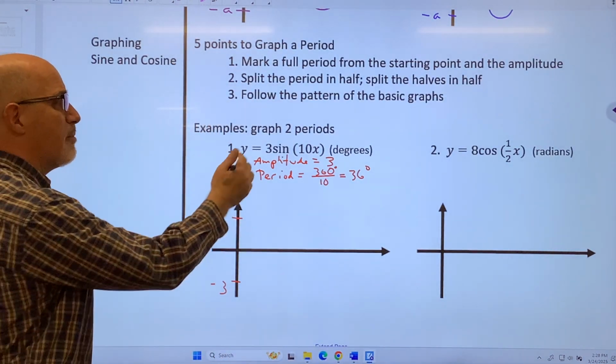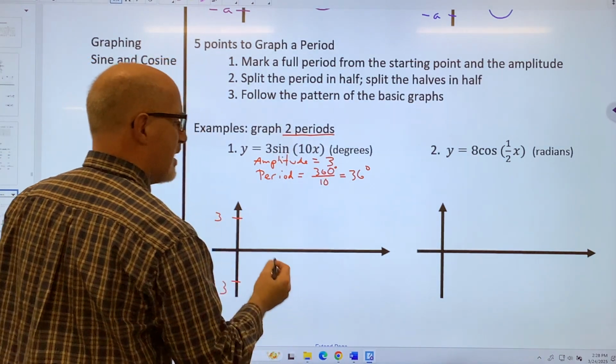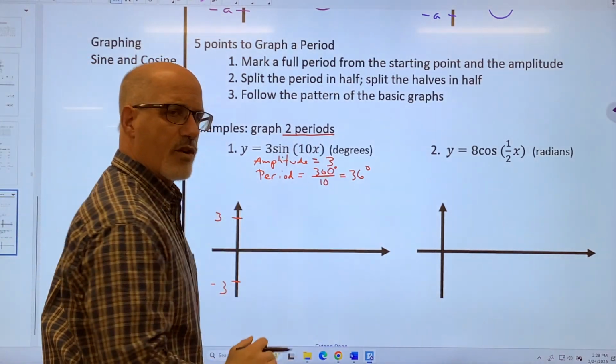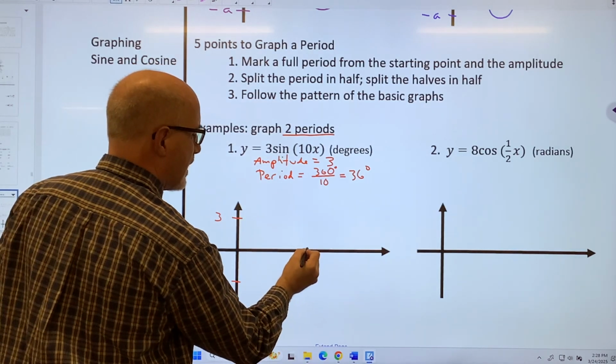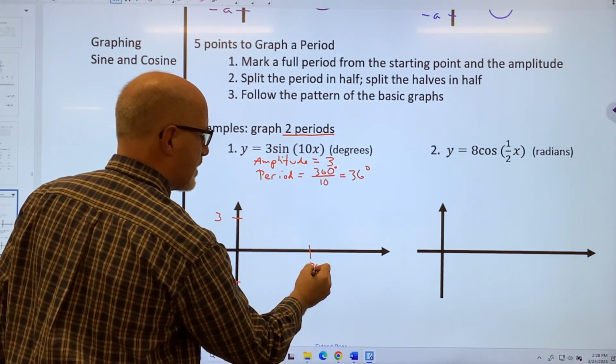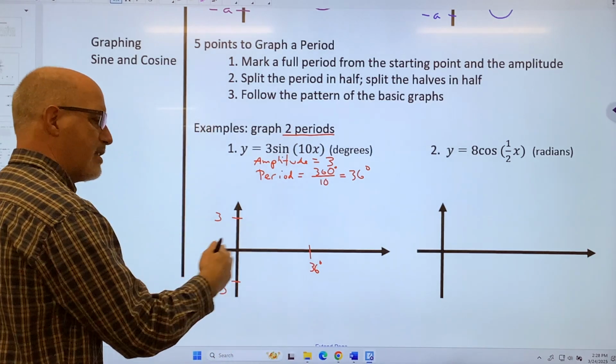So now, because I'm asked to do 2 periods, don't go all the way out to the end of your graph to put that 36 degrees. I'm going to put the 36 right here in the middle, just because we're going to set up that as what our unit standard is.